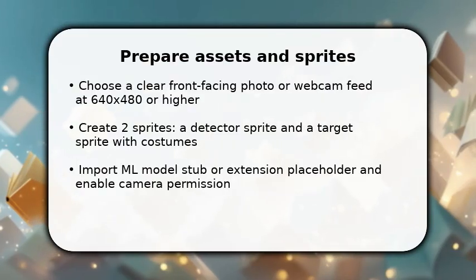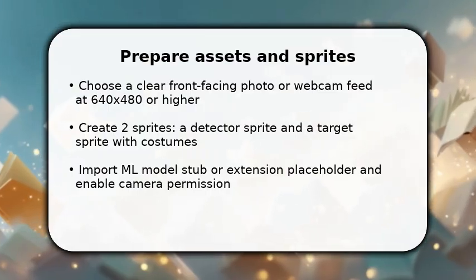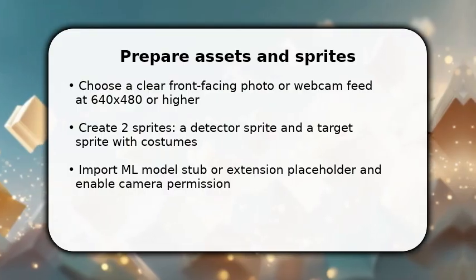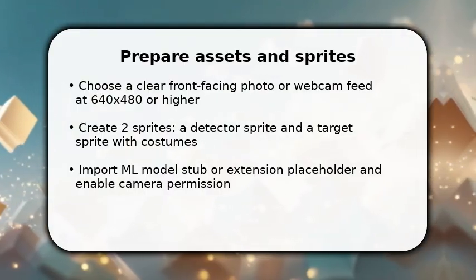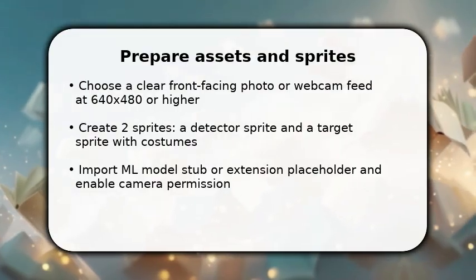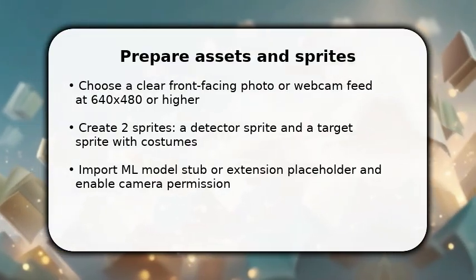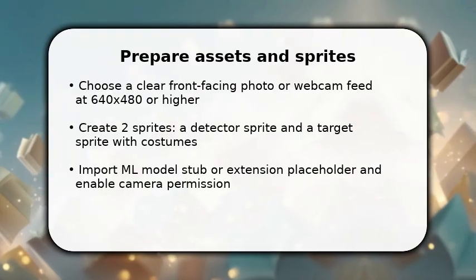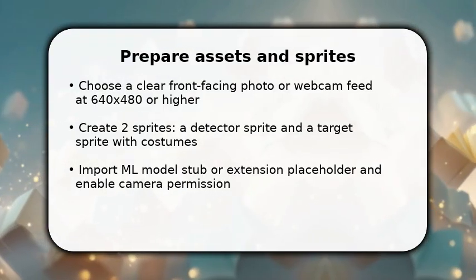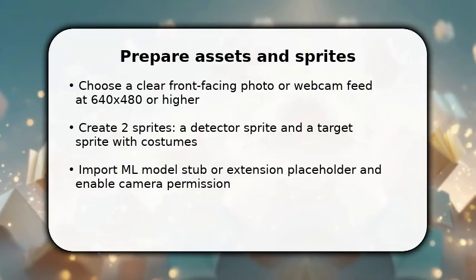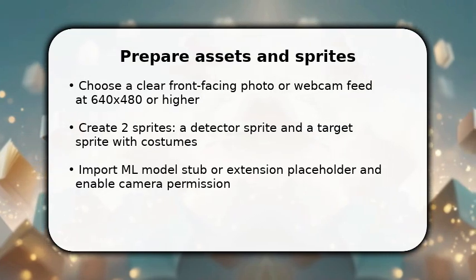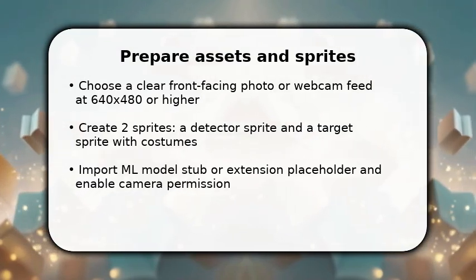You start by assembling what Scratch needs: a camera source, a target sprite, and a detector sprite. Use a clear front-facing image or live webcam at 640x480 so features register reliably. Once done, add 2 sprites and name them for clarity. You will attach recognition logic to the detector. Make sure to enable camera permission in the project settings and place your ML model stub as an extension placeholder, so Scratch can call it later.